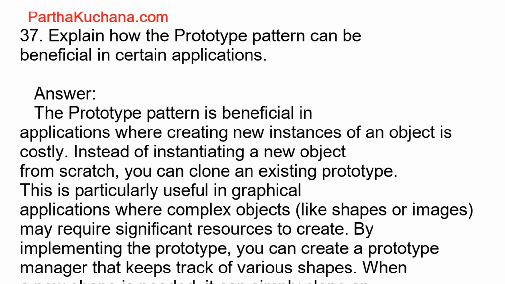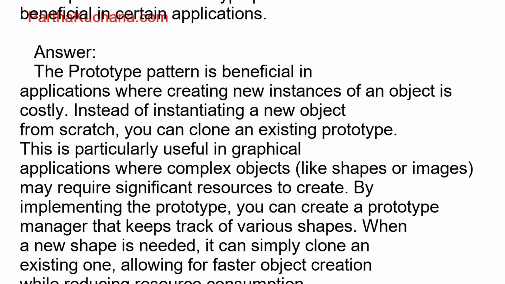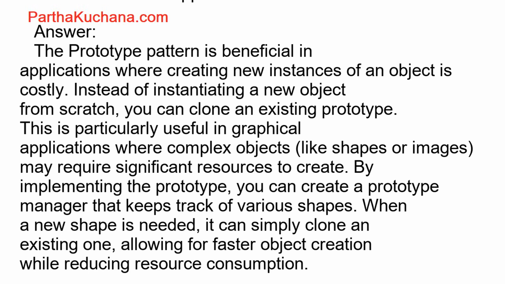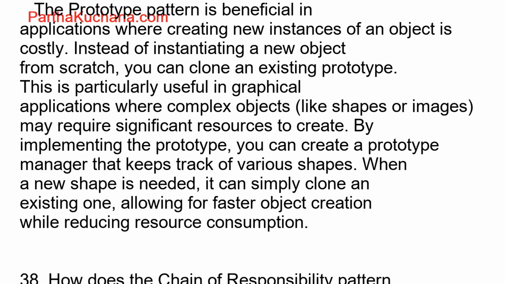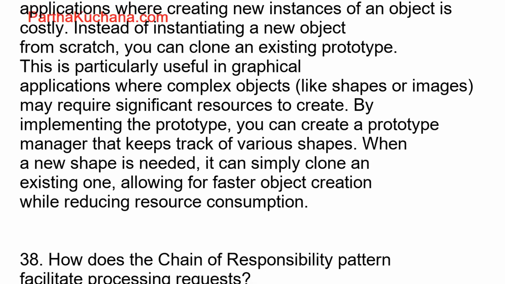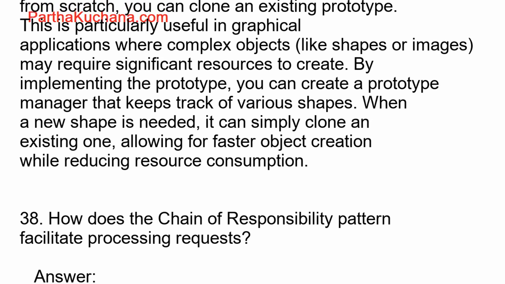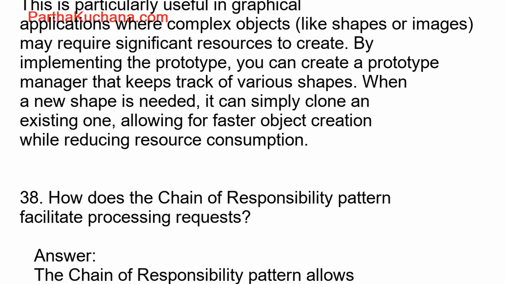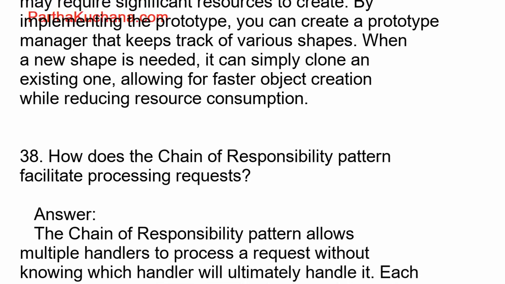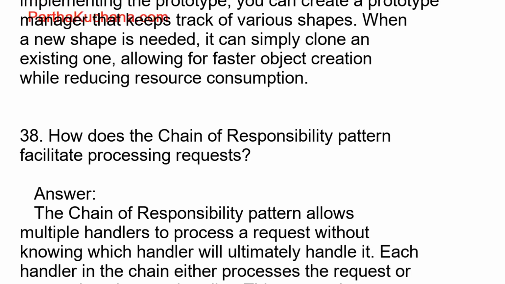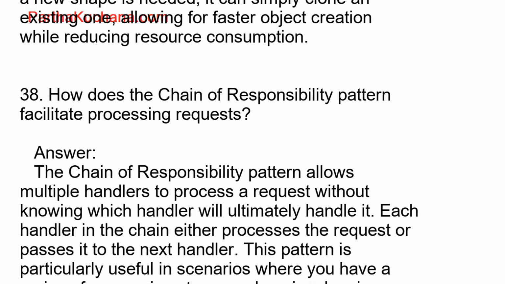38. How does the chain of responsibility pattern facilitate processing requests? Answer. The chain of responsibility pattern allows multiple handlers to process a request without knowing which handler will ultimately handle it. Each handler in the chain either processes the request or passes it to the next handler. This pattern is particularly useful in scenarios where you have a series of processing steps, such as in a logging framework where log messages need to pass through different levels, e.g., info, warning, error, before being handled. It promotes flexibility and extensibility since you can add or remove handlers without changing the request handling logic.